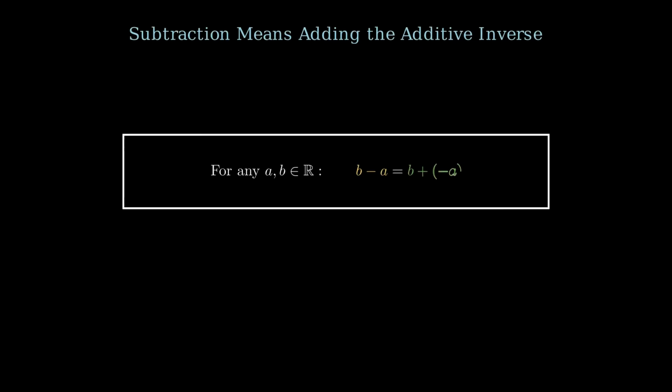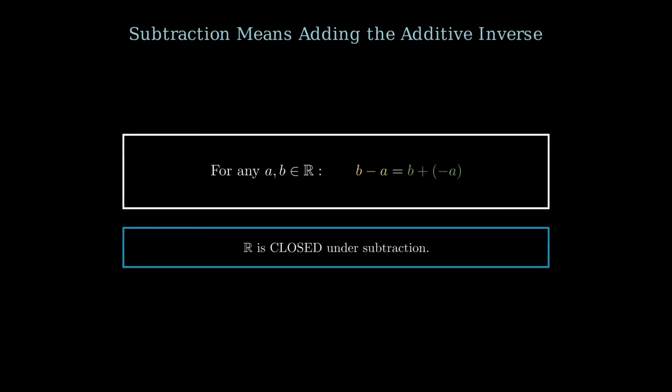Subtraction is the inverse operation of addition, defined as adding the opposite of a number. To subtract a from b, you simply add -a to b. Because subtraction is just a form of addition, and real numbers are closed under addition, they must also be closed under subtraction.